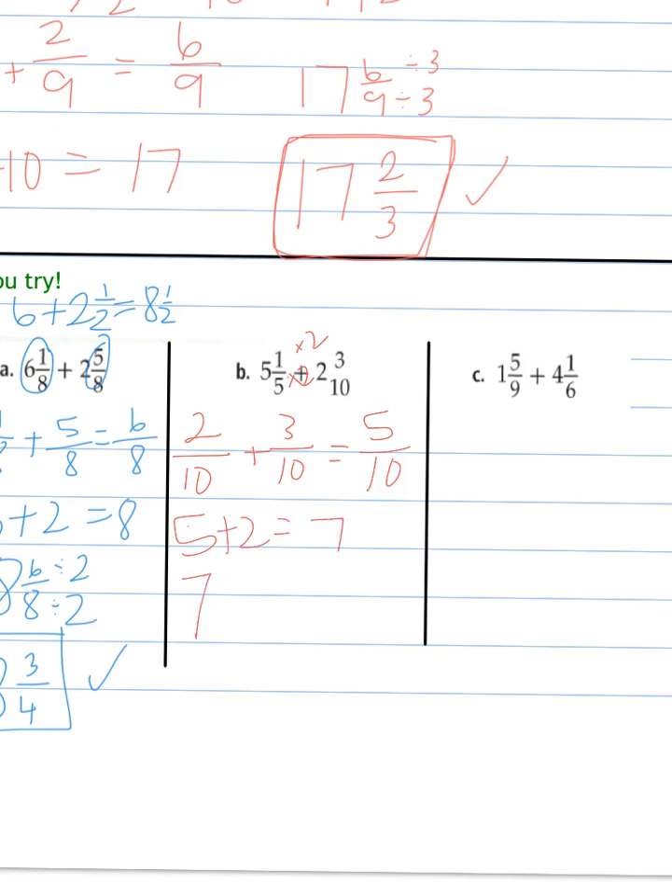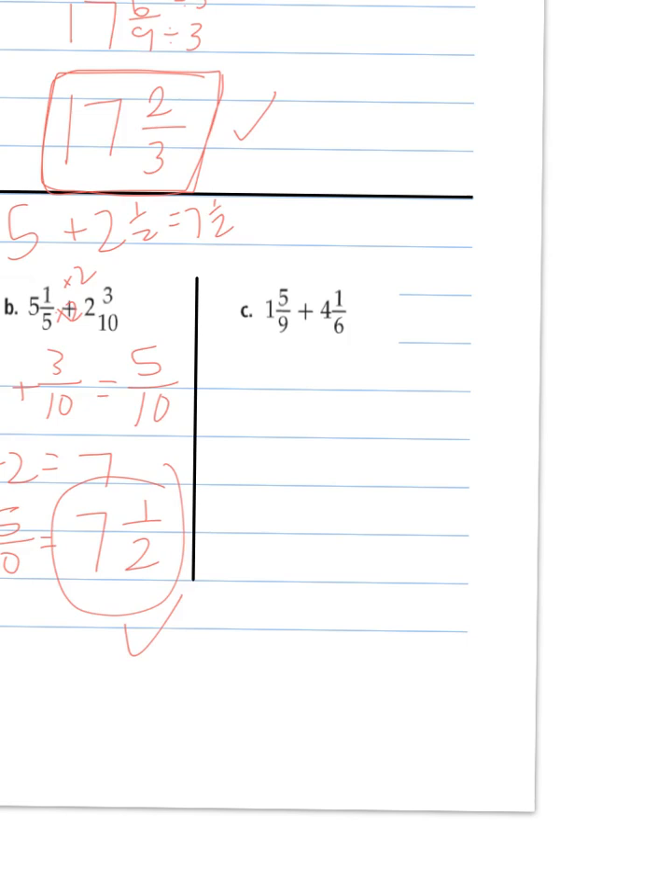That becomes 7 and 5/10, which we can simplify by dividing the numerator and denominator by, sorry, by 5, and we would get 7 and 1/2. And if we were to have done our estimating from the start, 5 and 1/5 is close to 5. I'm going to round 2 and 3/10 up to 2.5. Add those together, and you would get 7.5, which is exactly what we got. So that answer is good.